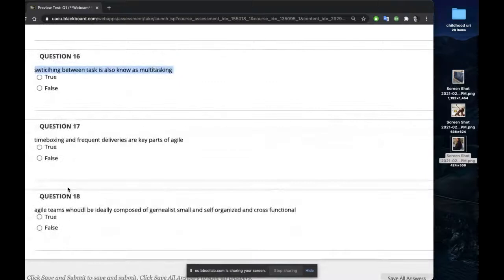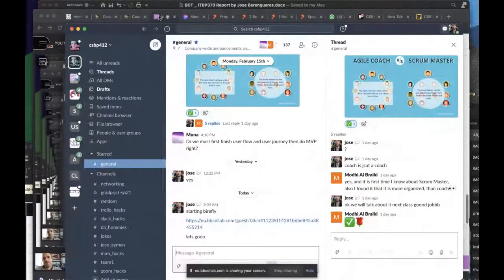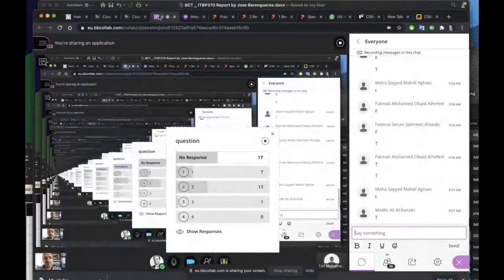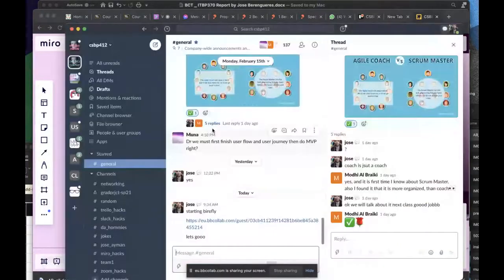Switching between tasks is also known as multitasking. True or false? True, very good. Time boxing and frequent deliveries are key parts of Agile. True or false? Very good. Also in UX, yes. Excellent.